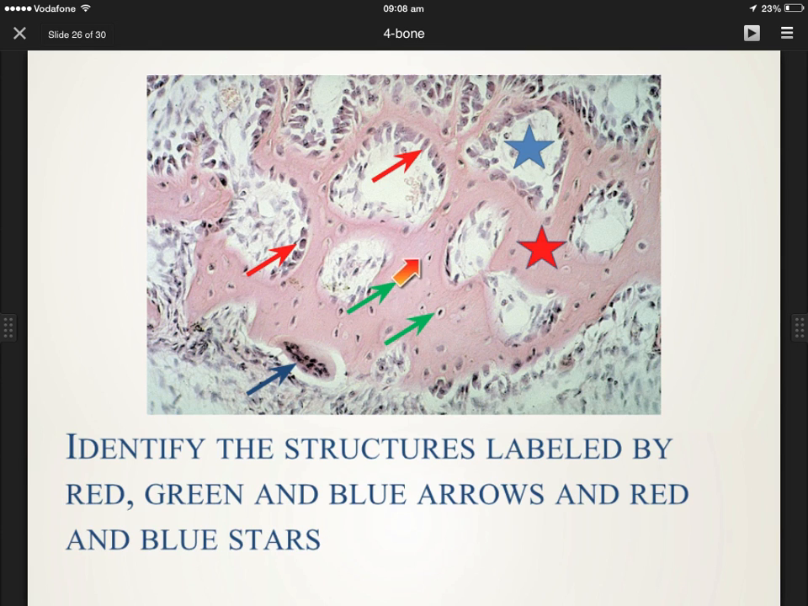Green here are the imprisoned cells called osteocytes. The blue arrow is the bone marrow cavity, and of course, as it is in the spongy bone, it is red bone marrow. Blue arrow and red and blue star. The red star is the bony trabeculae, present in between the bone marrow cavities, and it is acidophilic, containing osteocytes inside.